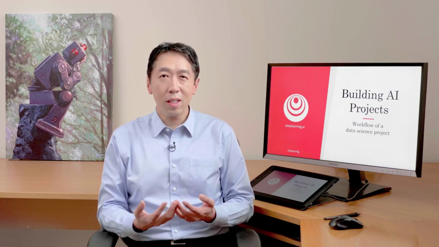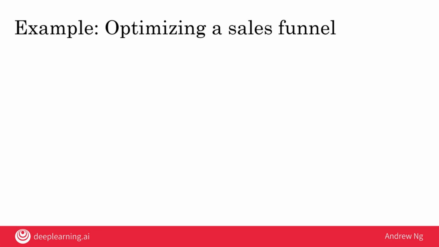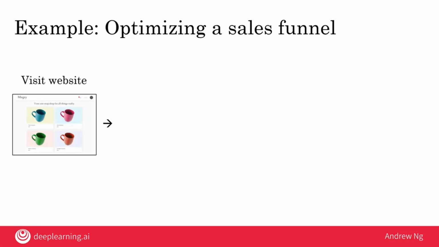Unlike a machine learning project, the output of a data science project is often a set of actionable insights, a set of insights that may cause you to do things differently. So data science projects have a different workflow than machine learning projects. Let's take a look at what are the steps of a data science project. As our running example, let's say you want to optimize a sales funnel. Say you run an e-commerce or online shopping website that sells coffee mugs.